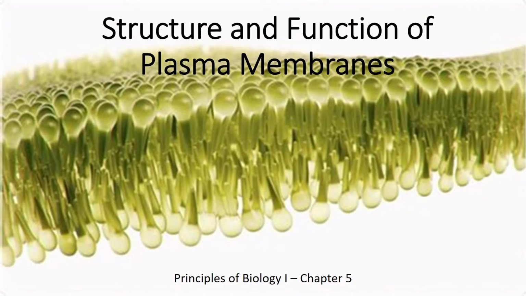Chapter 5. Structure and Function of Plasma Membranes. A cell can only be defined with a border that separates the inside from the outside. This border is called the plasma membrane. The selectively permeable membrane dictates what enters and exits the cell. It keeps organelles and ribosomes in, absorbs nutrients and oxygen, and expels carbon dioxide and other waste.